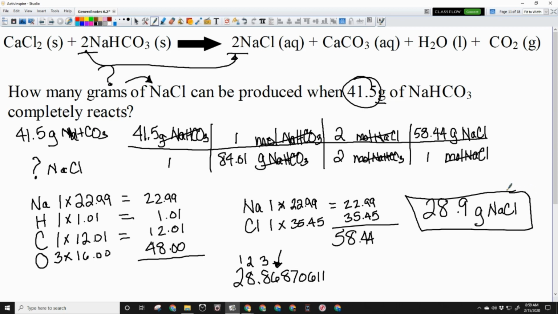So that's it, and now you know how to do it. All that's left to do is practice, practice, and you can get perfect at doing this. This is called stoichiometry. That's it for the notes.